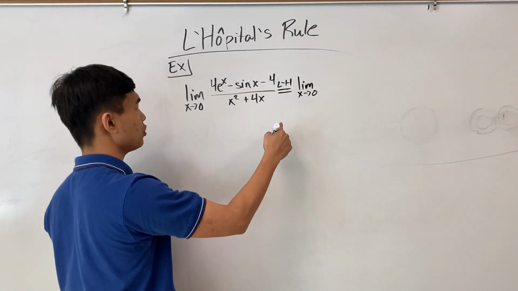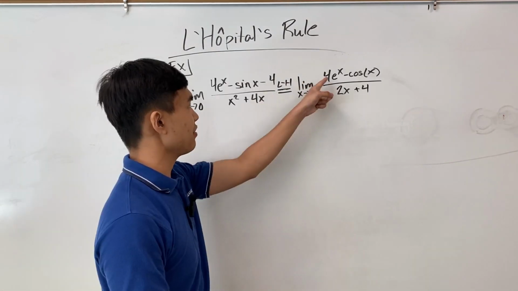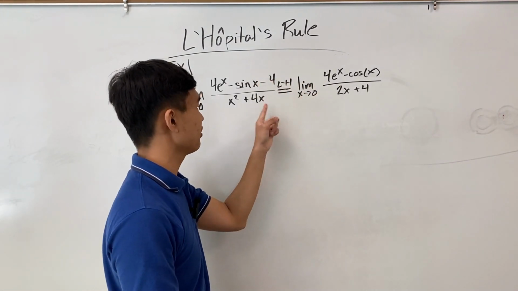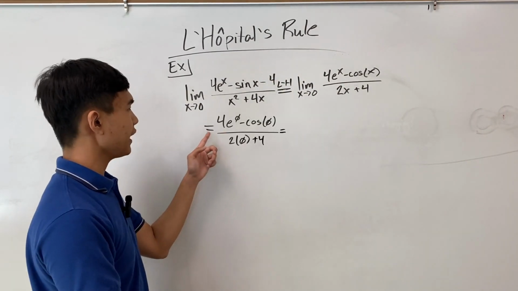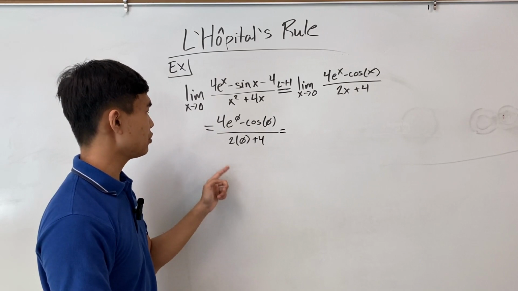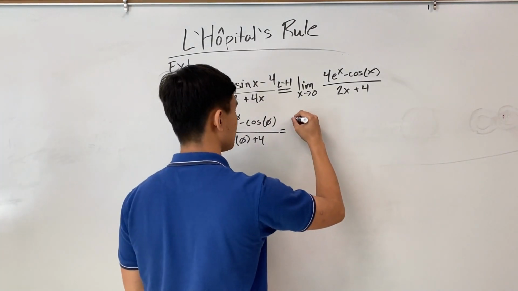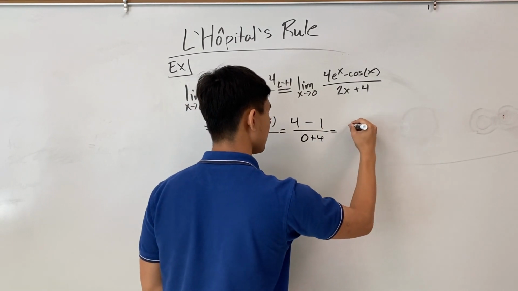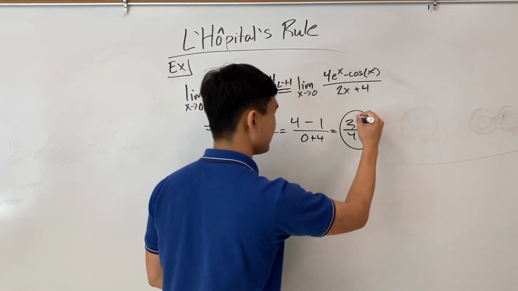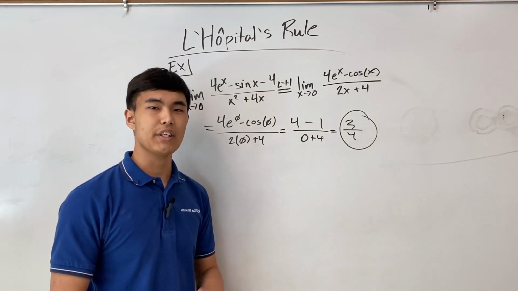So by L'Hopital's rule, this limit is equal to the derivative of the top function over the derivative of the bottom function. And when we direct substitute 0 here, we get 4e to the 0 minus cosine 0 over 2 times 0 plus 4, which equals 4 minus 1 over 0 plus 4, which is 3 over 4, and this is our final answer. And that's how you use L'Hopital's rule.